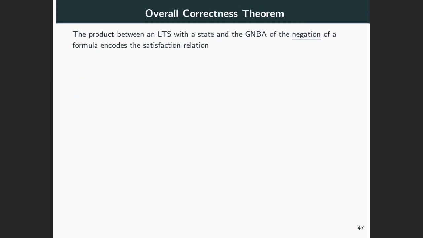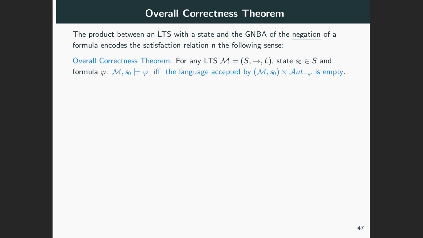Now, putting together the correctness theorem for steps 1 and 2, we obtain an overall correctness theorem concerning the encoding of the LTL satisfaction relation in terms of automata. To achieve this, we use the product between the LTS and the negation of a formula. The overall correctness theorem says that, given an LTS M, a state S0, and a formula phi, we have that M in S0 satisfies phi, if and only if the language accepted by the product between M at S0 and aut of not phi is empty.